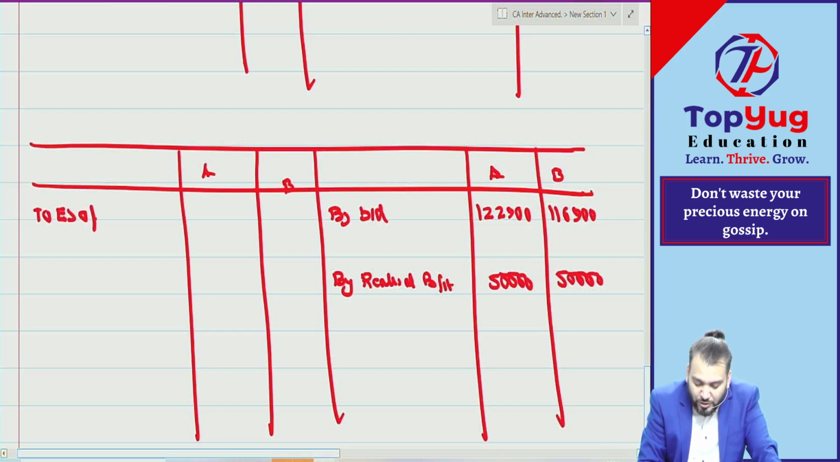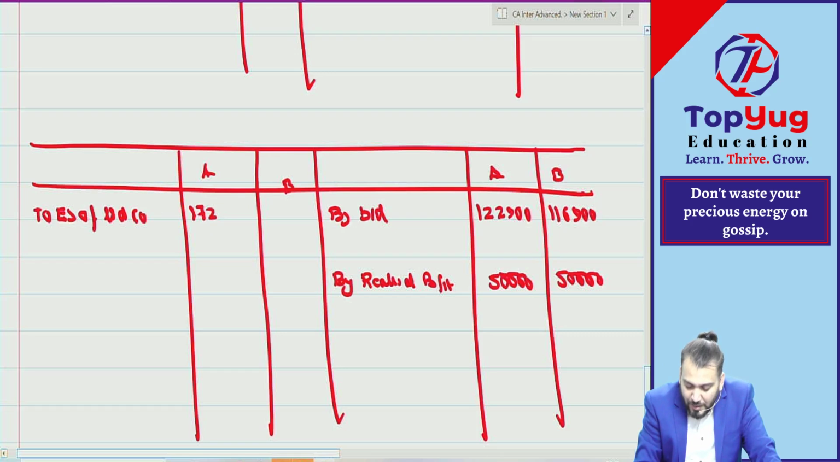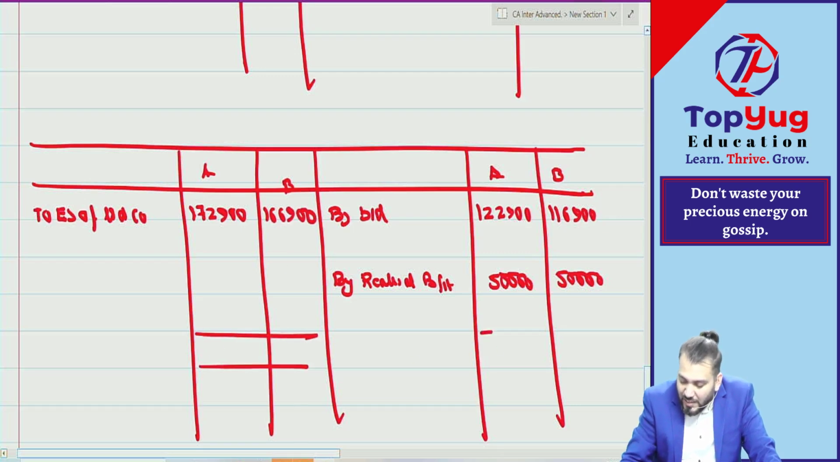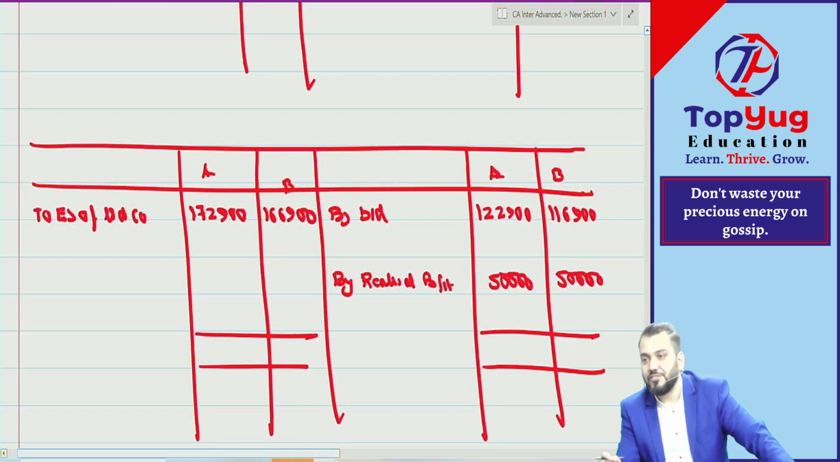The equity shares of which company? Limited company. How much is it coming? 1,72,900 and 66,900. Now it becomes correct. When I say that you can do one mistake, it means there are high chances. Correct? So those who have done the mistake, write it on paper.